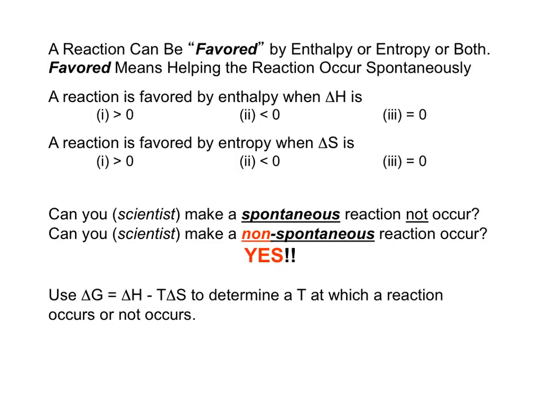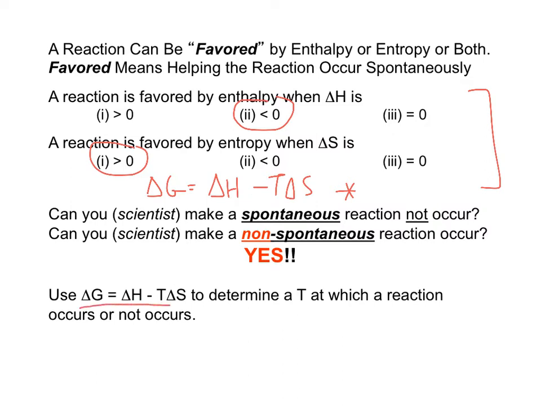A reaction can be favored by enthalpy or entropy or both, so stop the video and answer these 2 questions. Here are the answers. So using this equation, when delta H is less than 0, that helps delta G be less than 0. When delta S is greater than 0, that helps delta G be less than 0. So by using this equation, you, the scientist, can make a spontaneous reaction not occur or a non-spontaneous reaction occur by changing the temperature.